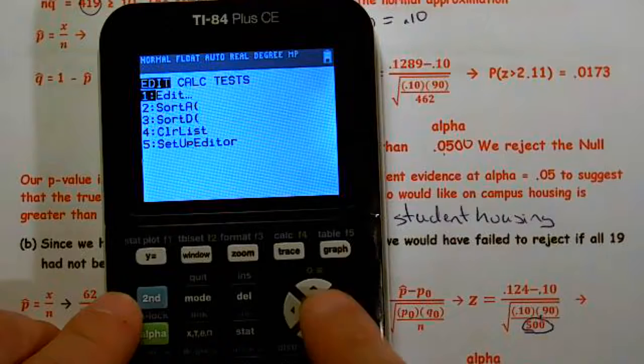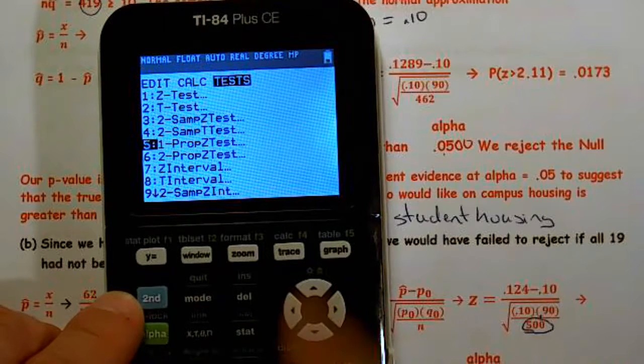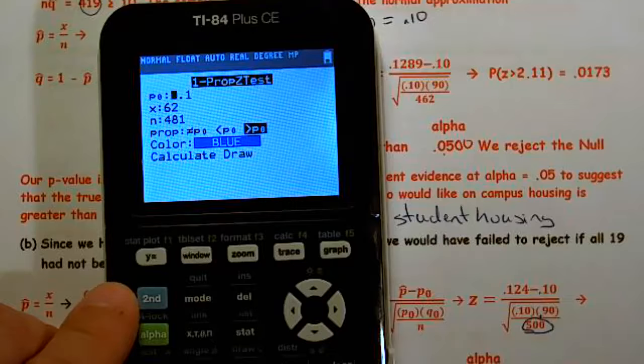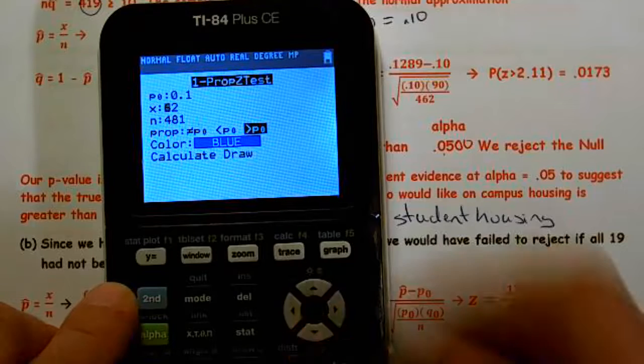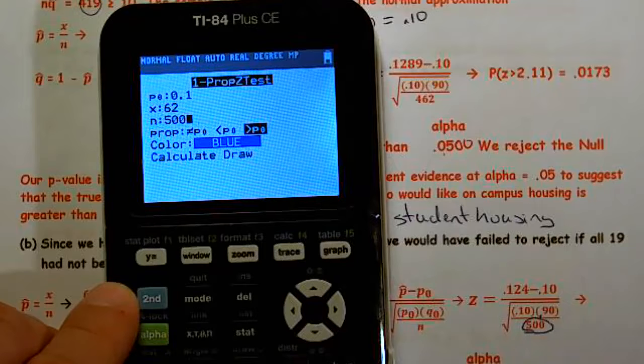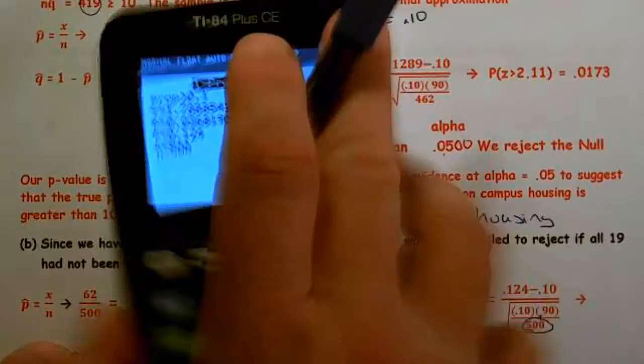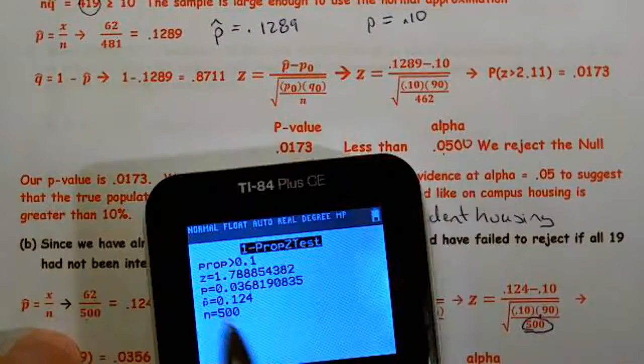So then we go stats, test, and we're doing a 1 proportion z-test. We still had 62 who wanted on-campus housing, but now it's out of a group of 500. Did it increase? And the answer is we have 0.036, so definitely the p-value changed, and so did our z-star.